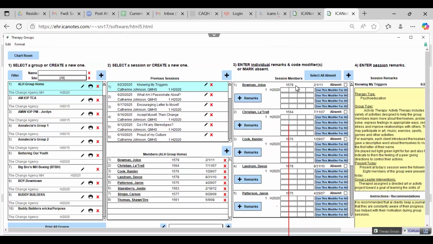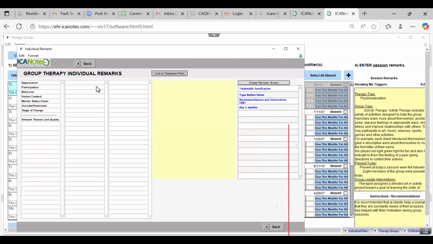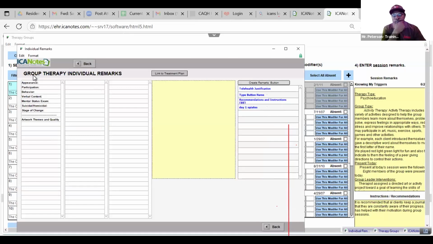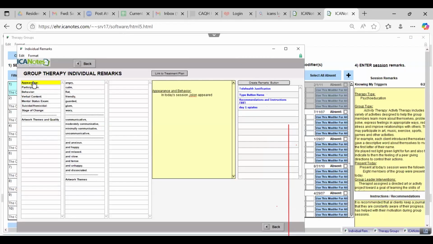Okay, so I have eight clients in my group. I'm going to go to my first one, remarks. Is this box in the way? Let me see. Nope, we can see it. All right, so we're going to start with their appearance. In today's session, Jolyn appeared calm. Now, these parts right here, we don't need to add our own. It's really best that we keep it simple.